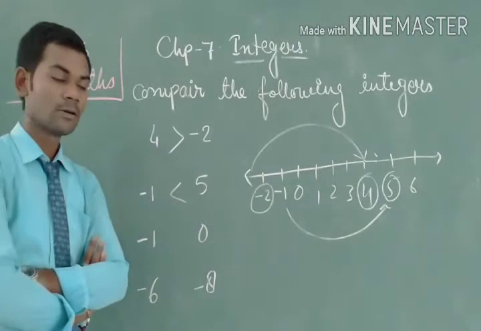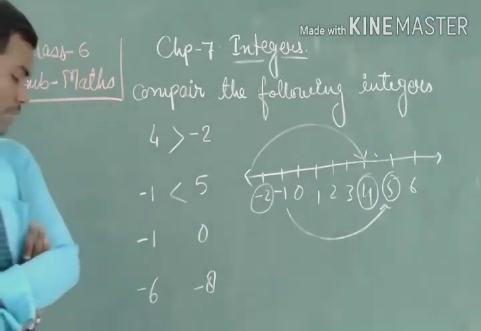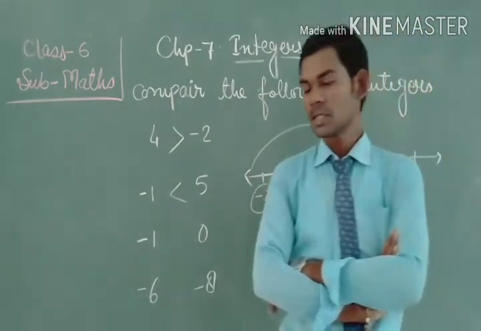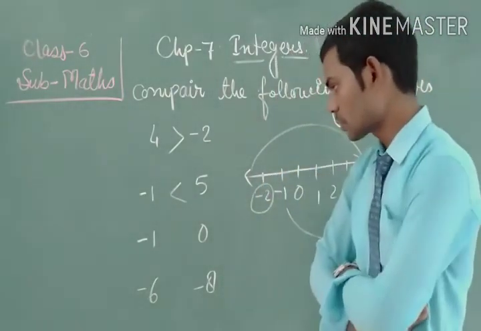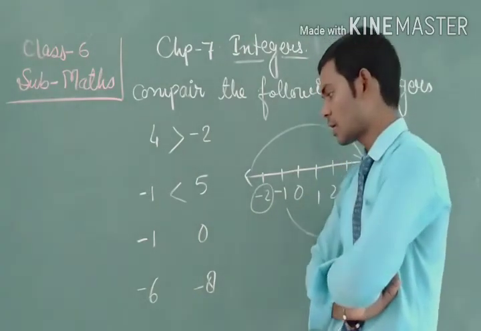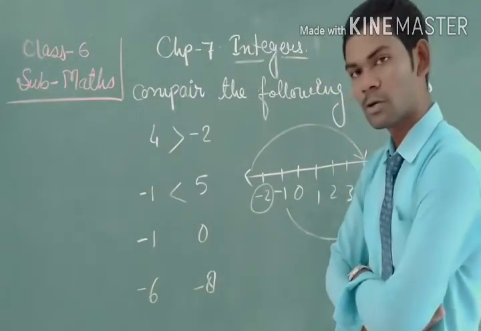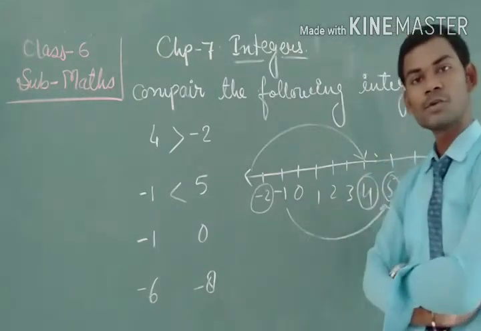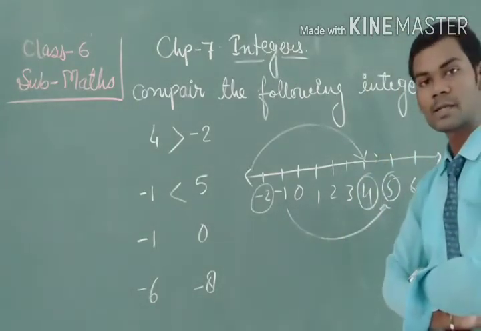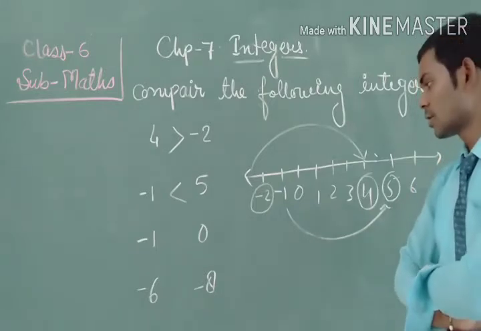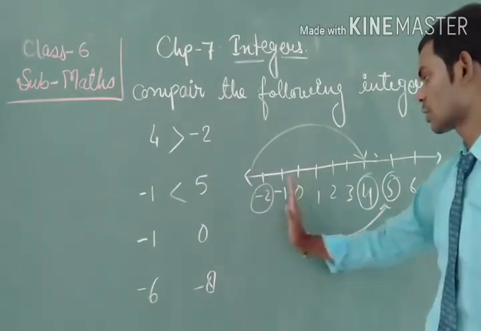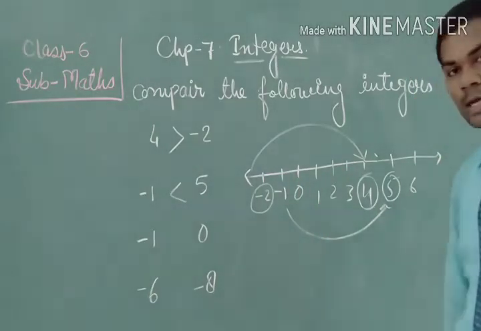In the next, here we have -1 and 0, and in this case we may be confused about which one is greater. To identify which number is greater, just look at the number line, and you will find that 0 lies on the right side of -1. Here on the number line we can see that 0 is lying on the right side of -1.